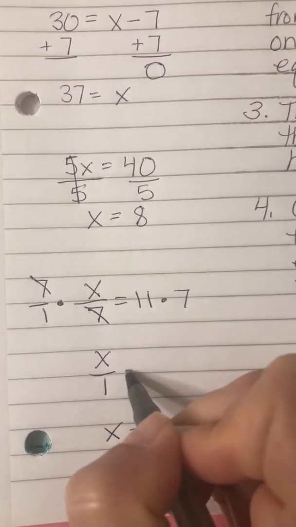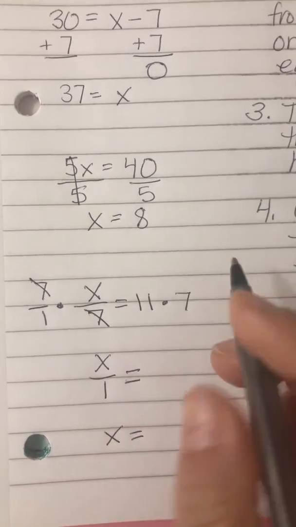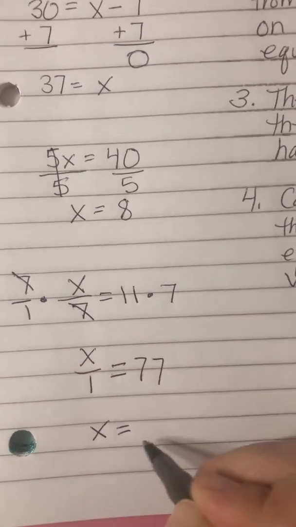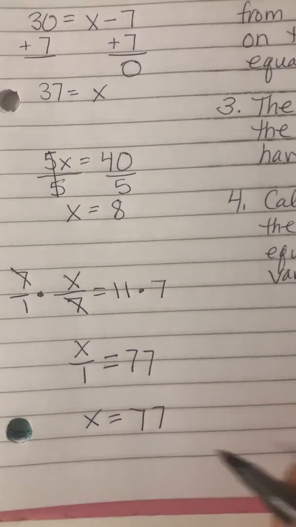On the right side of the equation, we do 11 times 7, which is 77, so our variable x equals 77.